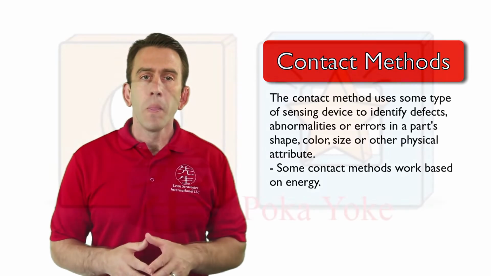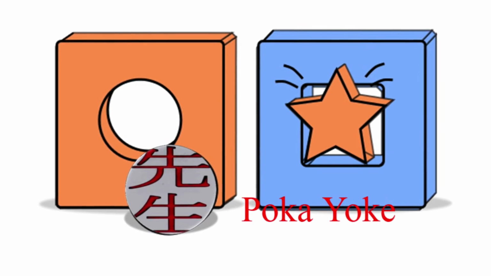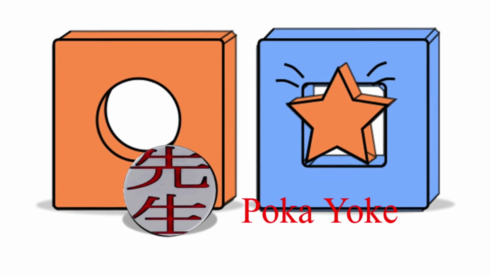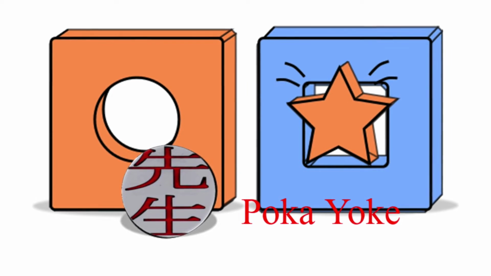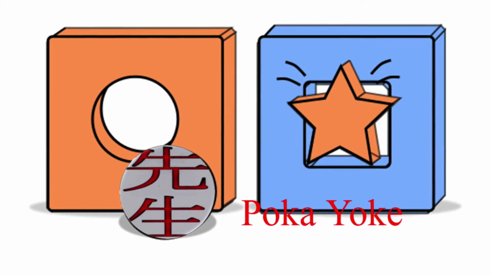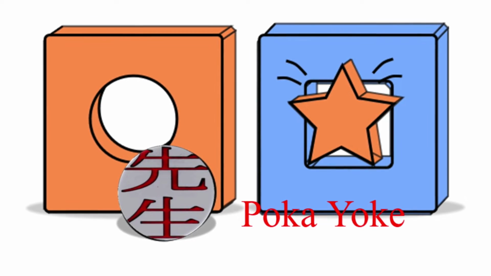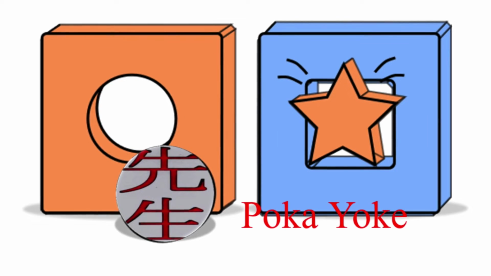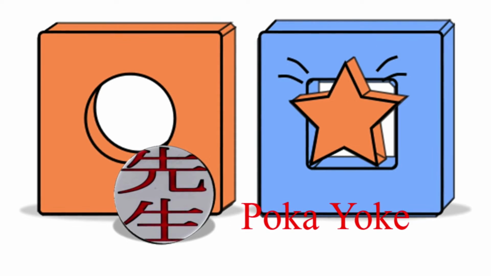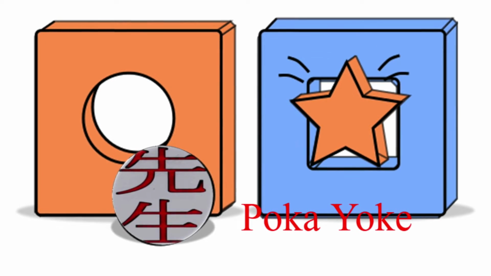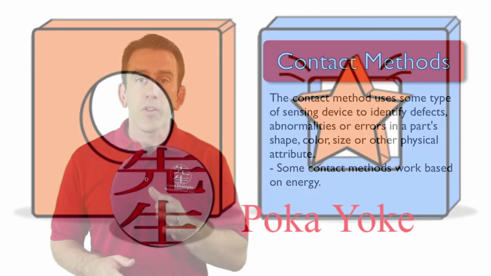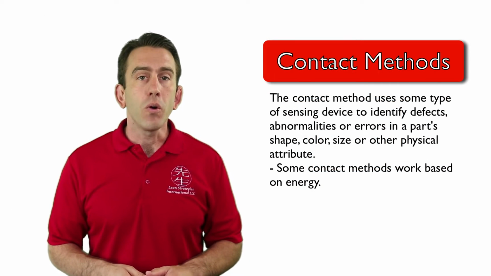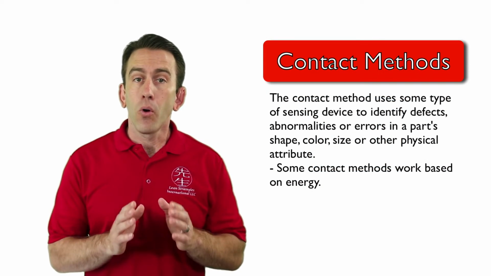For example, if we want to avoid placing an item incorrectly, we may have an asymmetrical design that allows the part to fit only in the correct orientation. If the item does not fit, it will make contact and prevent the item from going in. The contact method is one of the most frequently used methods in Poka-yoke.